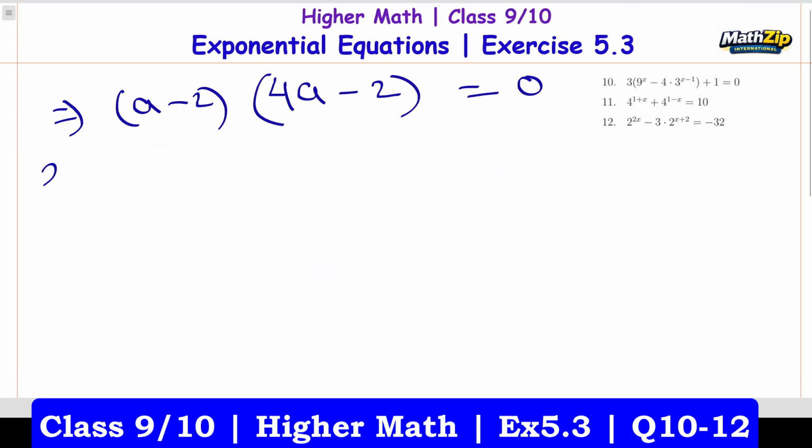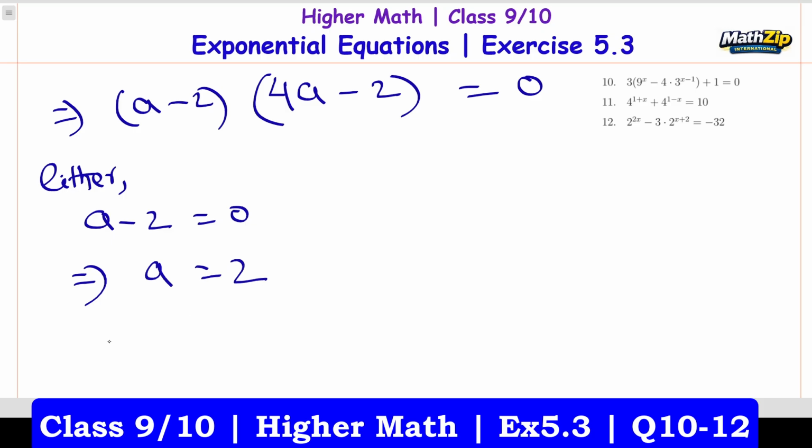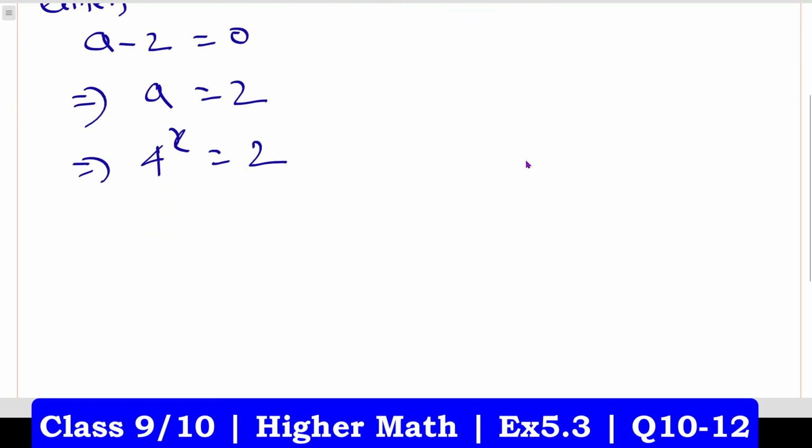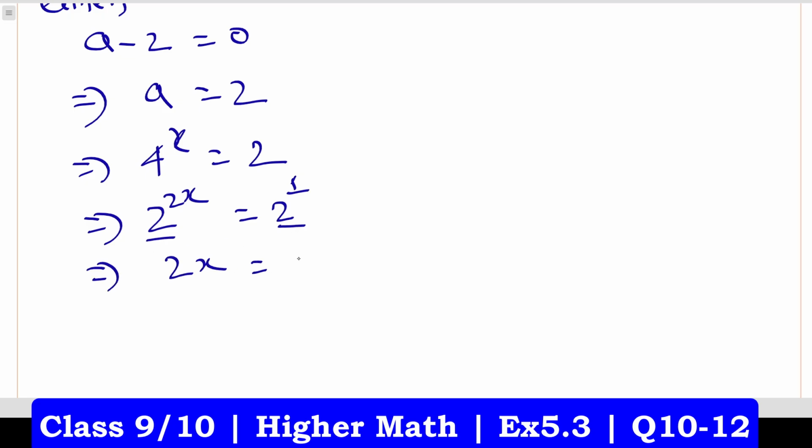Now we can write either a minus 2 equals 0, so we can write a equals 2. Again a we can write 4 to the power x, here is a 2. Then we can write 2 to the power 2x, 2 square means 4, and this one here is a 2 and power is a 1. So once the bases are the same, 2 and 2, we can write 2x equals 1. So finally x equals 1 by 2 is our answer.